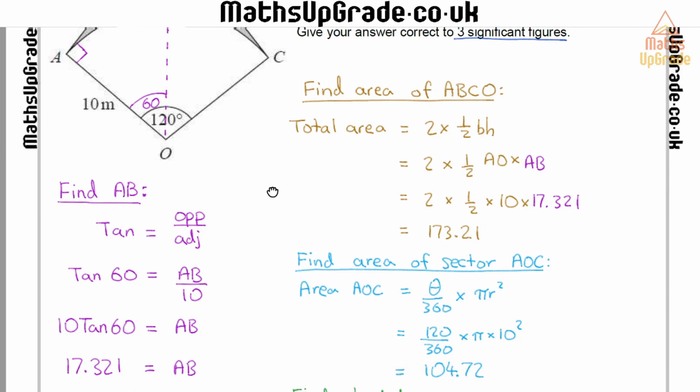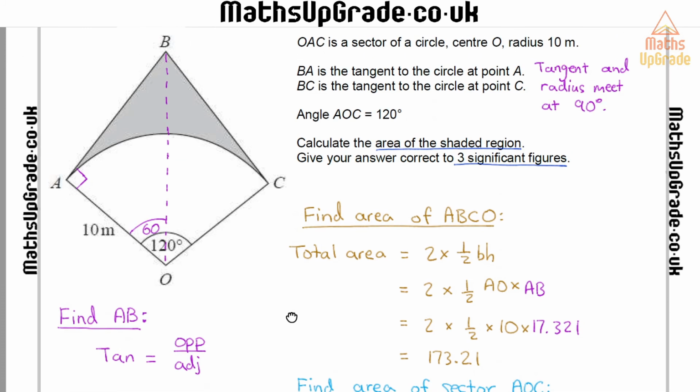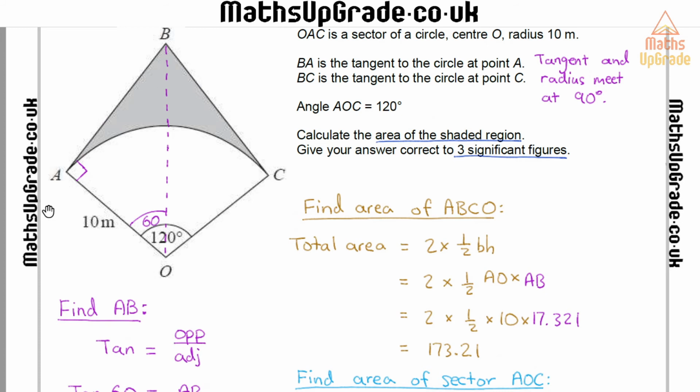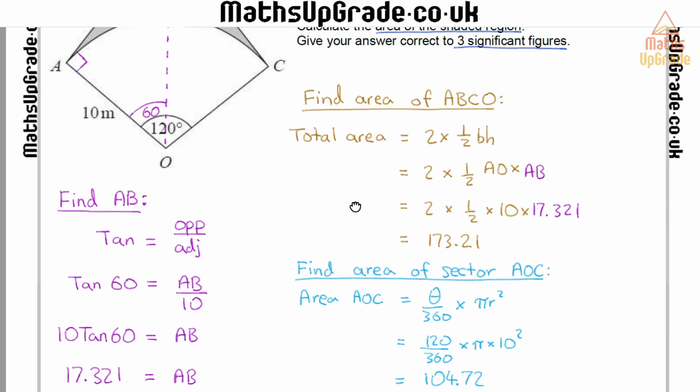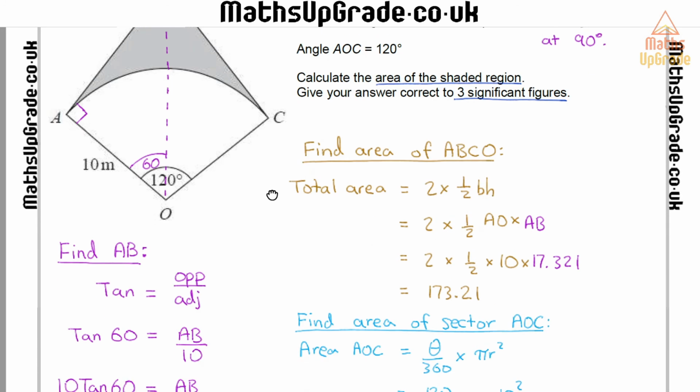The next thing I'm going to do is find the area of ABCO. Since ABCO is essentially 2 triangles, and I know the base of each triangle, and I now know the height of each triangle, I can just use half base times height. I can double that to find the total area of this entire shape. Substituting those values for AB and AO, I can find that the total area of this entire diagram is 173.21.